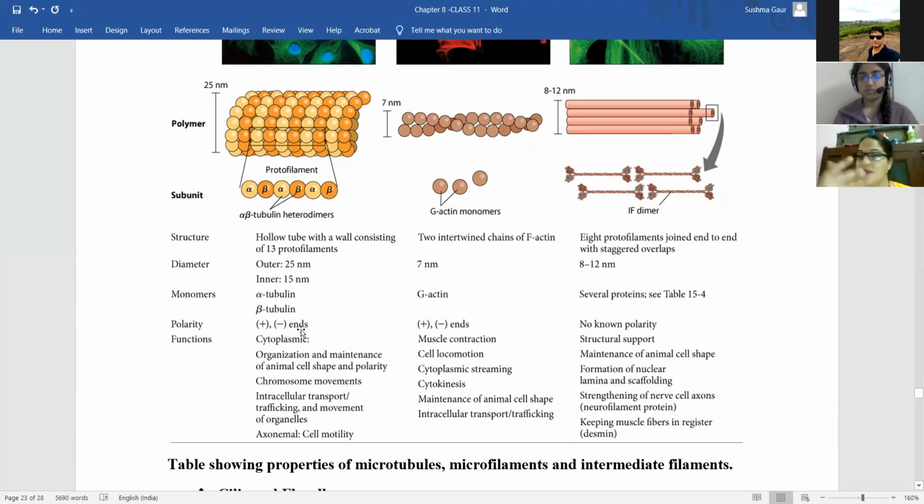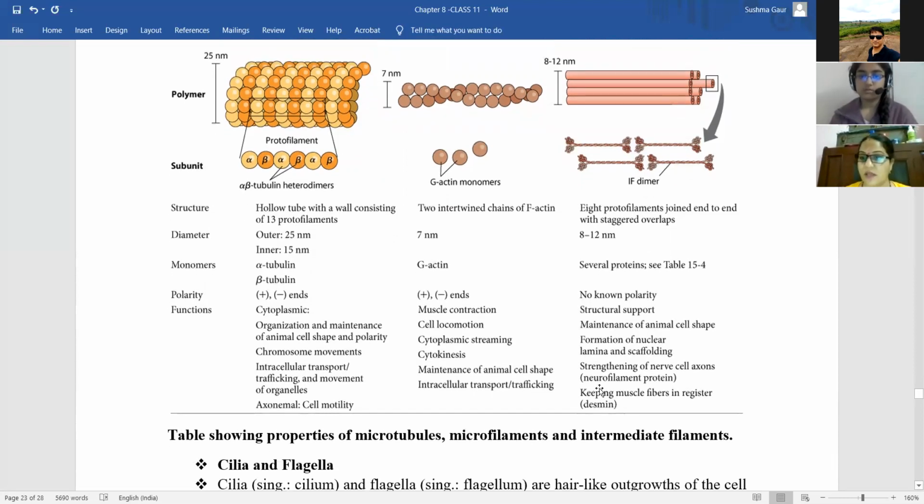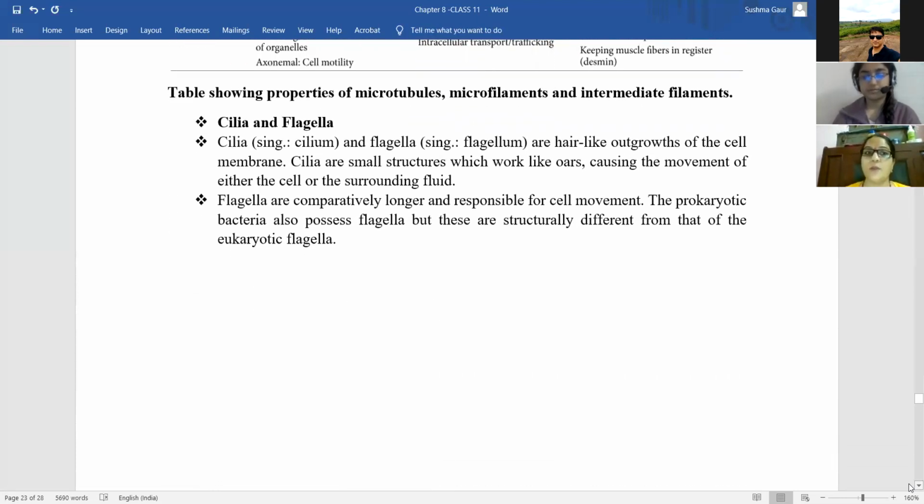It is a bit higher level. There is no need for you to learn these things, but I have added a nice diagram, so I thought at least you should know the structure of microfilament, microtubule, and intermediate filament, and what their functions are. The functions are also given here. So you can read it from that table, and if you find any difficulty, you can ask me. Should I proceed?